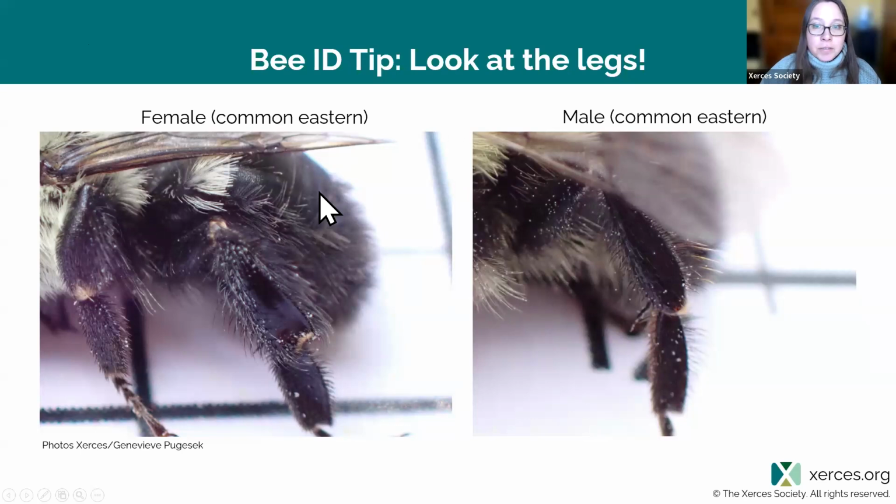And I'll note that the two example bumblebees that you see here aren't rusty patch bumblebees, but you're going to be looking for the exact same thing on rusty patch bumblebees when you are trying to differentiate between males and females. That triangular shaped segment on the hind leg, right in the middle, right? The middle segment there.